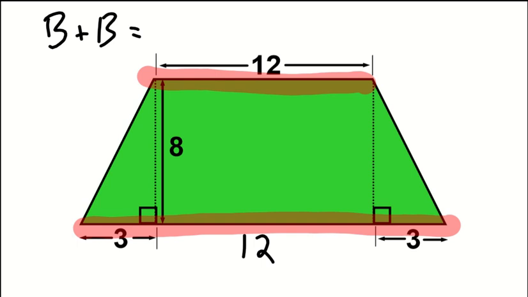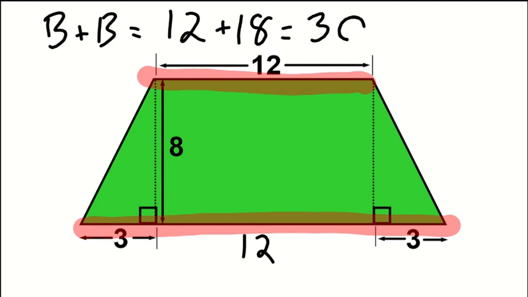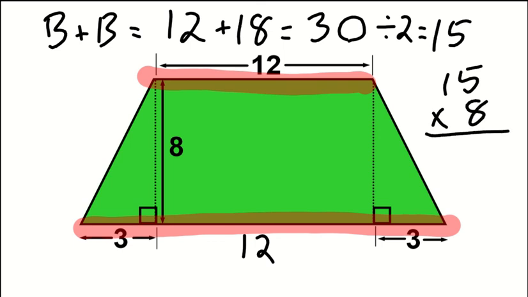So when we add them up, I got 12 on top, 3, 12, 3 makes 18. 12 plus 18 is 30. We divide that by 2, that's 15. And then we do 15 times the height, which is 8 in this case. 5 and 8 is 40. 8 and 1 is 8, plus the 4. That gives us area 120.